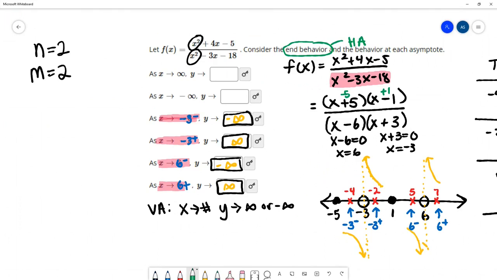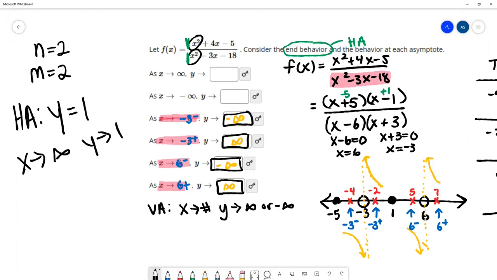And anytime the degrees are the same, we're going to use the ratio of the leading coefficients for our horizontal asymptote. So this has a horizontal asymptote at y equals 1. And with horizontal asymptotes, by definition, as x approaches infinity, y approaches 1, and as x approaches negative infinity, y approaches 1. It approaches that horizontal asymptote. So we get 1 for both of these.